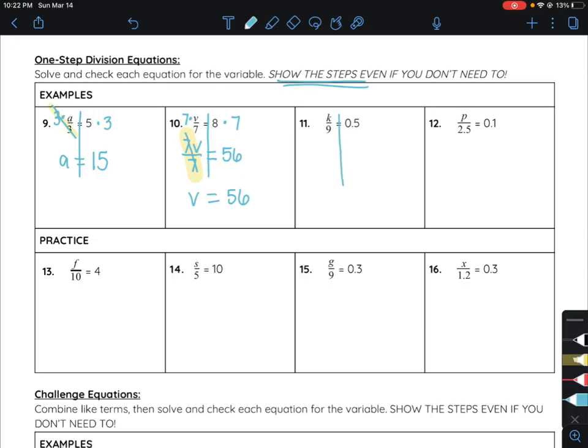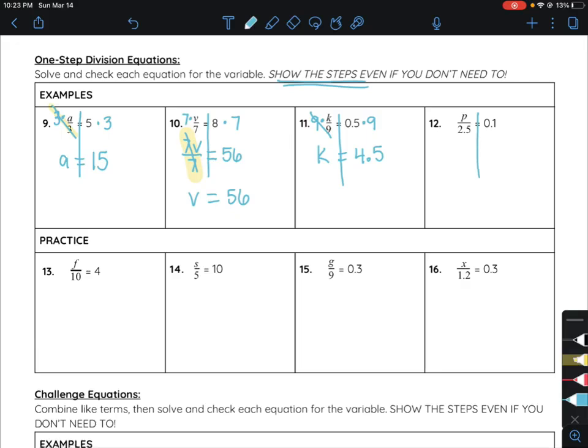Okay, number 11, draw your line down. K divided by 9 equals 0.5. So let's multiply by 9 to undo that division by 9. Both sides to keep it equal. So again, if you want to see it, this is technically 9K over 9, but you don't need to write that. It's just canceling out because it makes a 1. So 1K, or just K. And then we need 0.5 times 9. So half of 9. That's going to be 4.5.